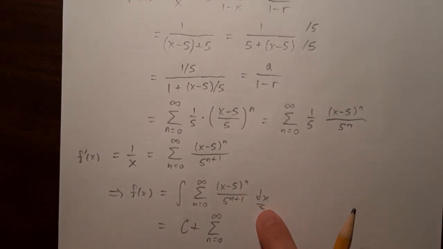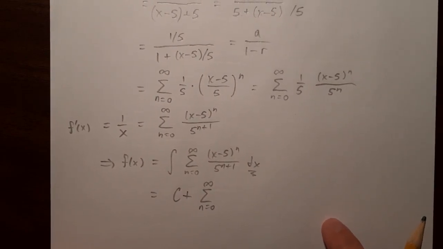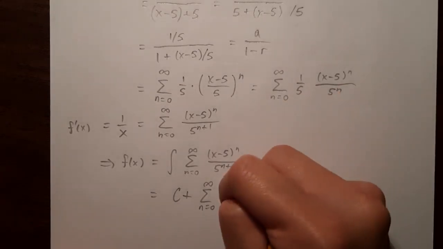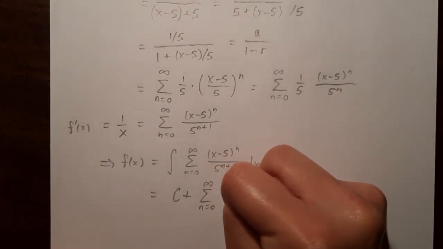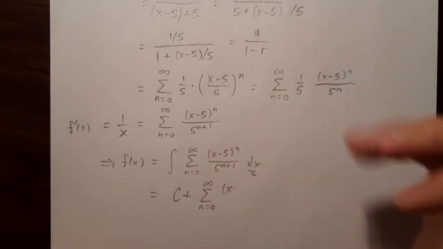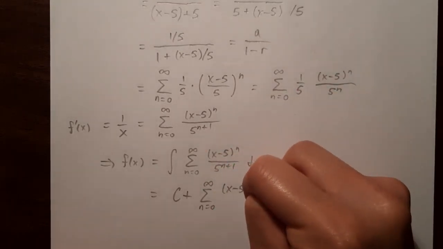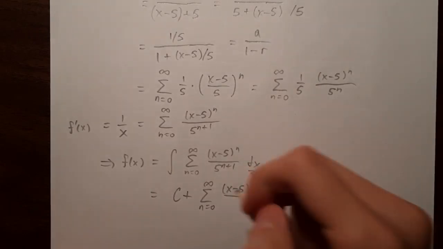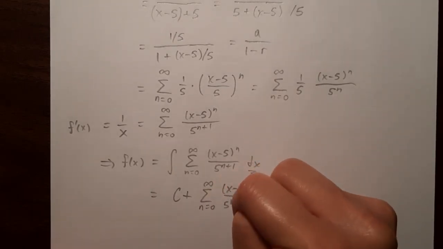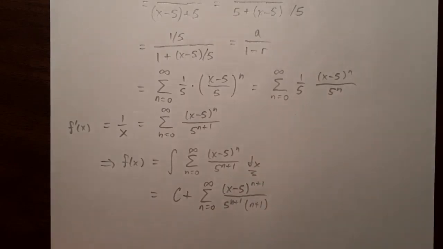So remember, we're integrating now. So in that case, x is the variable and n is the constant. So what's the rule? The exponent goes up by 1, and then I divide by the new exponent. So I get sigma sum of (x minus 5) to the n plus 1 divided by 5 to the n plus 1 times n plus 1 on bottom.